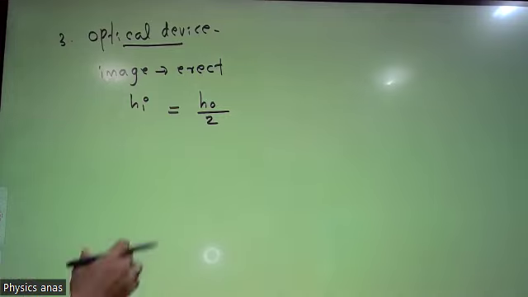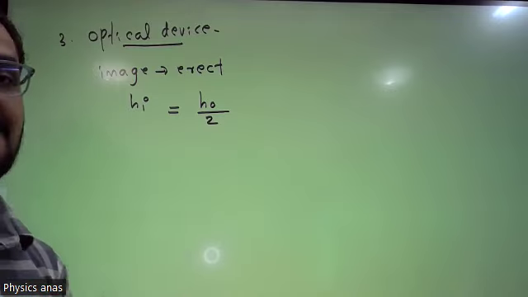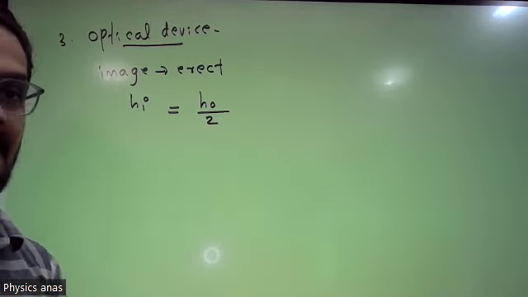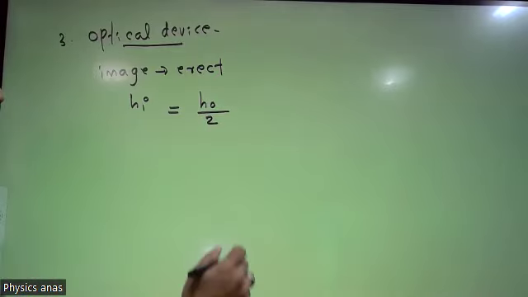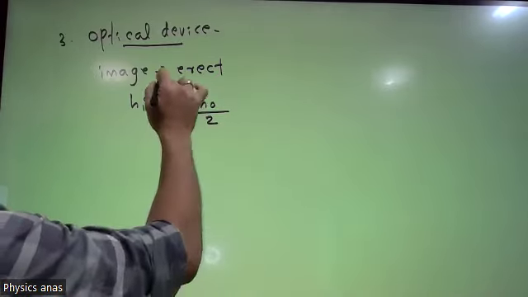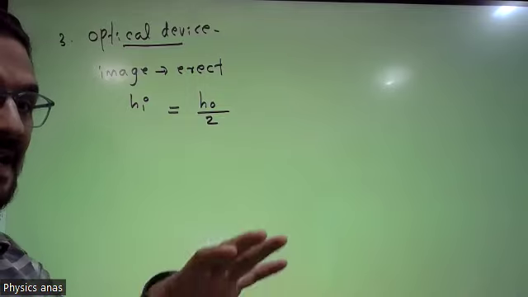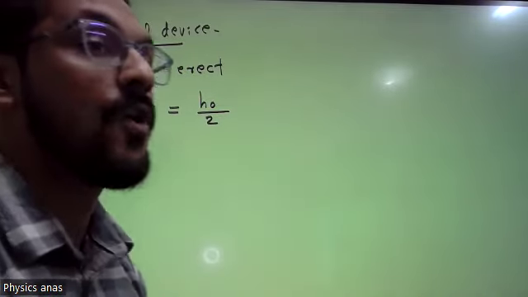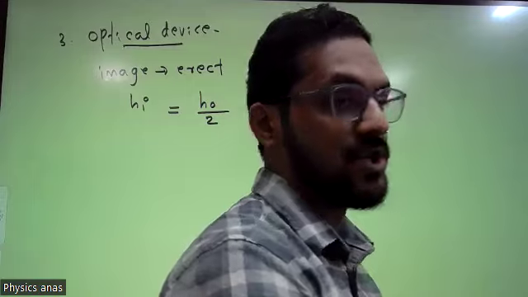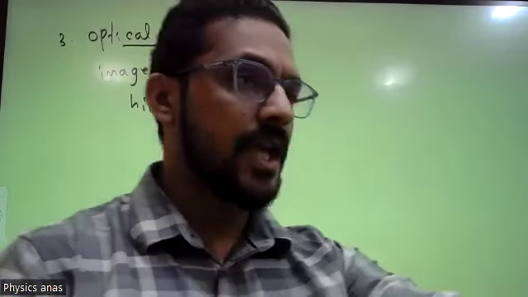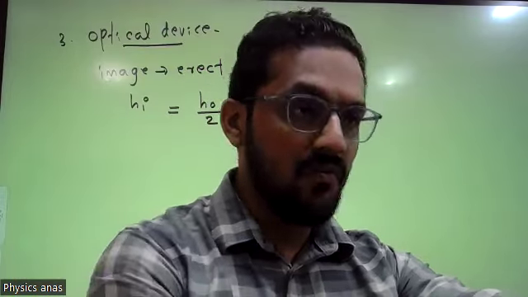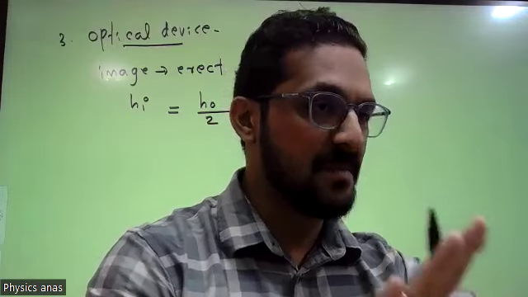Then what can you say about the optical device? Which optical device can this be? What can you understand from the idea that there is an optical device that makes an erect image? Which types of optical devices can make an erect image? A convex mirror always produces erect images.